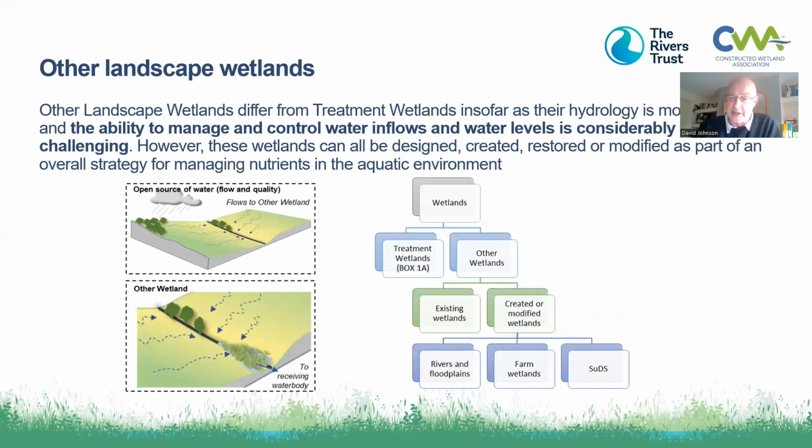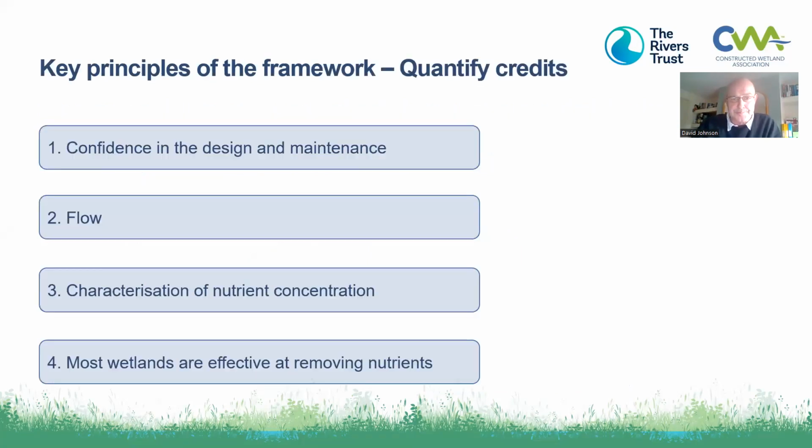All the other wetlands, landscape wetlands, are effective at removing nutrients, but it's much more challenging to identify and quantify the removal efficiency of those wetlands. Typically we're talking about things like floodplain wetlands and farm wetlands in that case.